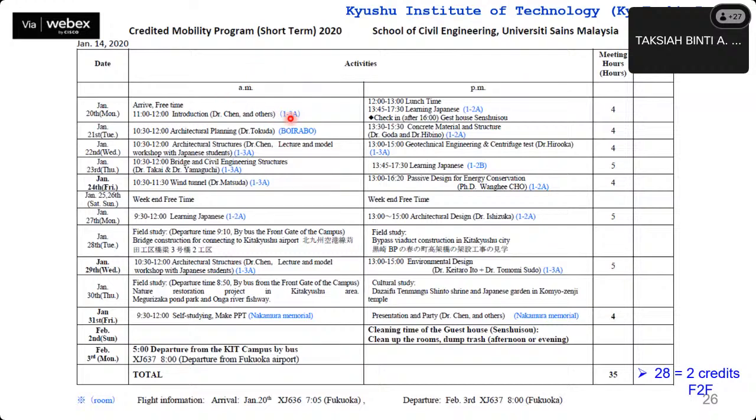Okay, so the students are traveling for roughly 13 days, and we start the plan with our collaborator from QUT University. What are the activities the students will fill up throughout their stay there? For instance, they have a talk on how the architectural planning will be carried out. They have a bridge and civil engineering structures lecture. They also have a visit to the wind tunnel laboratory. They have a field study to see the bridge construction.